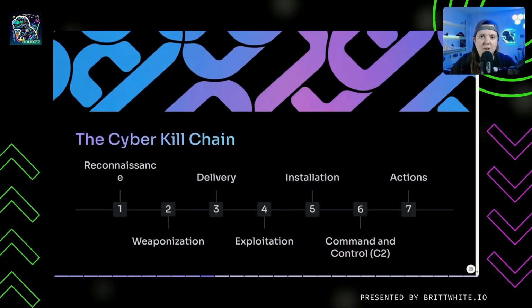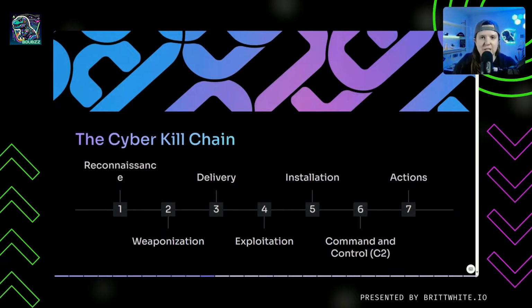Once the tool or exploit is ready, they move to delivery. This is where things start happening. The attacker actually launches their attack here. And maybe they send that phishing email, or maybe they exploit a vulnerability they found, or maybe they even use a compromised USB drive. There's so many possibilities here.